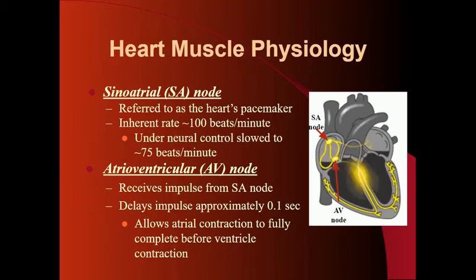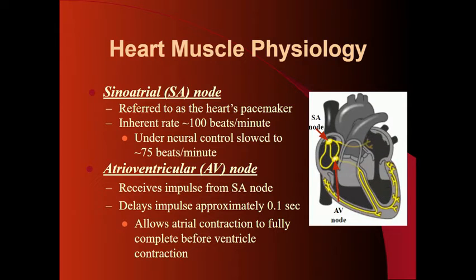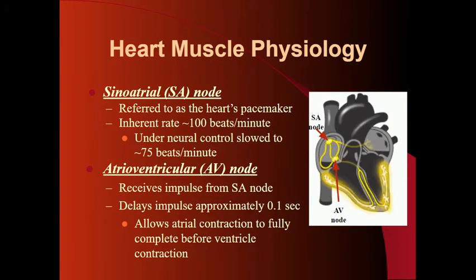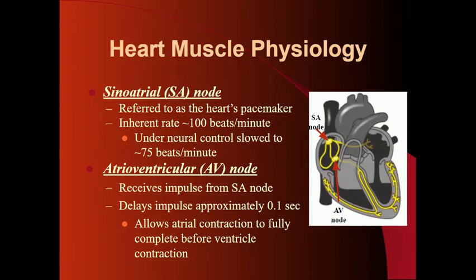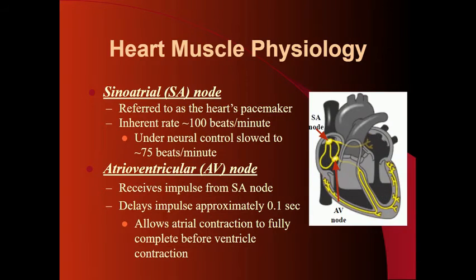The sinoatrial node is the main pacemaker of the heart. On its own, the SA node's inherent rate is 100 beats per minute. That's how fast the SA node wants the heart to beat. But when the heart is under neural control, the brain actually slows the sinoatrial node. So the average is about 72 to 75 beats per minute.